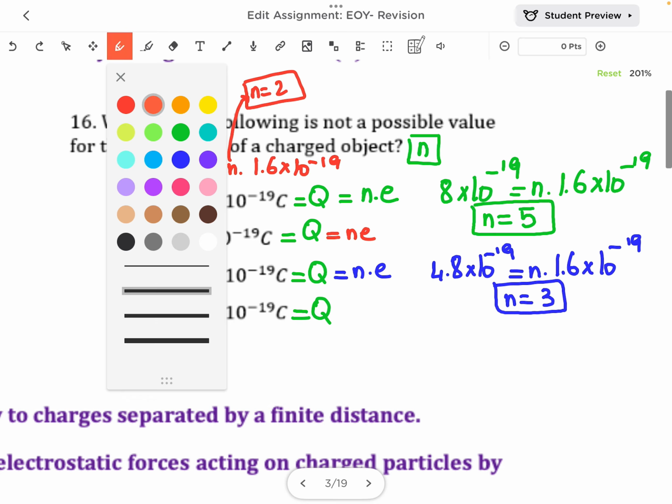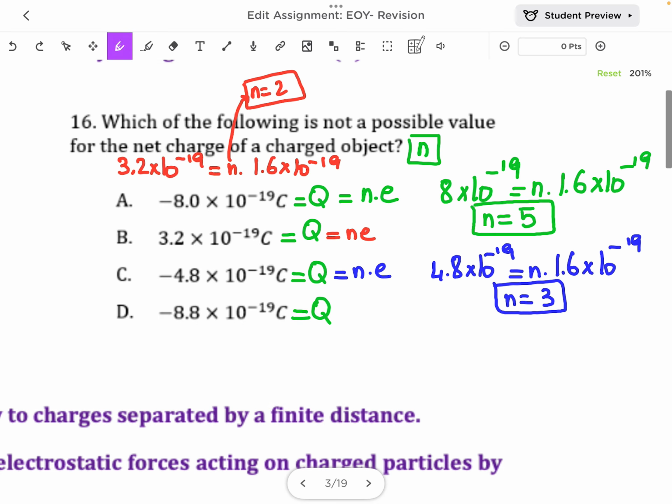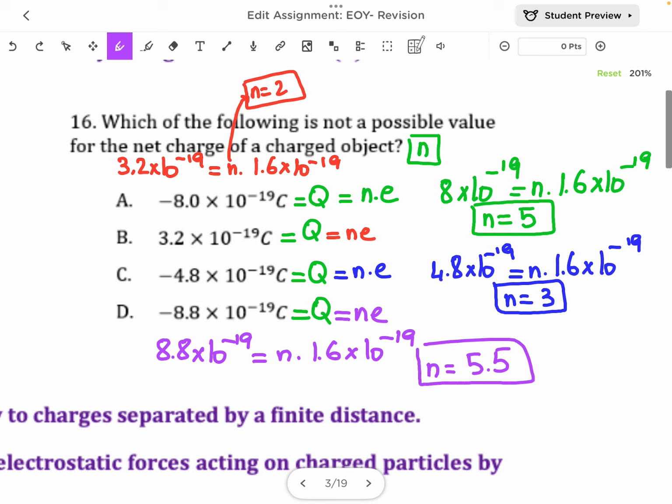Actually, the answer is the last one. So let me check. Q equals n e. 8.8 × 10 to the power of negative 19 equals n × 1.6 × 10 to the power of negative 19. n equals 5.5. So can I have 5.5 electrons? No. So this is not a possible value for the net charge of a charged object. So the answer is D. Looking at the numbers, I can say nothing. I have to test.